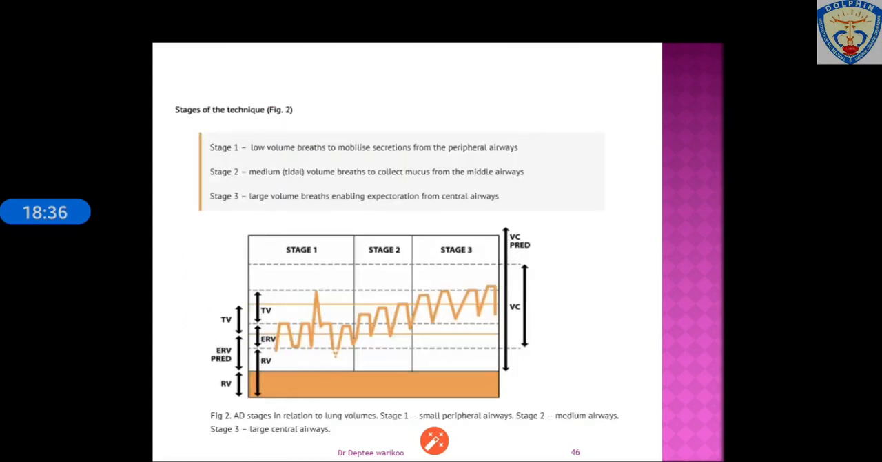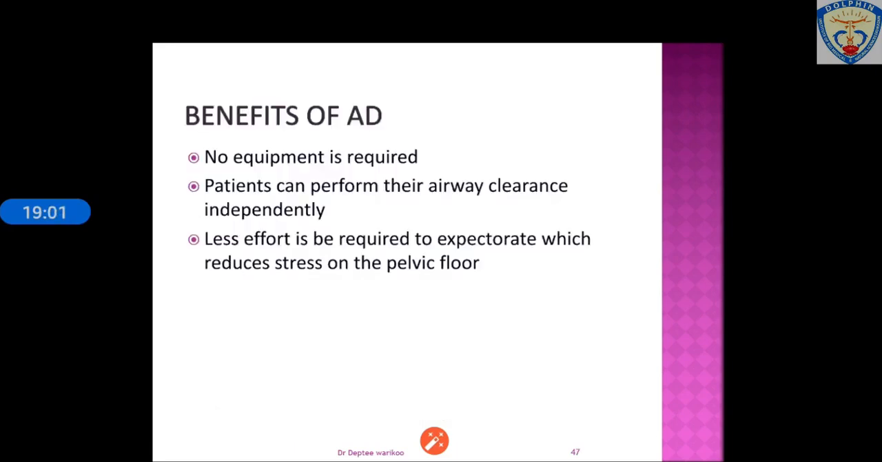Here you can see the 3 stages: the initial stage, the second stage, and the third stage. The initial stage uses low volume breaths to mobilize secretions from the peripheral airways. Then stage 2, medium, that is near tidal volume breaths to control mucus from the mid airways. And stage 3, the larger volume breaths, which enable expectoration of the cough from central airways.